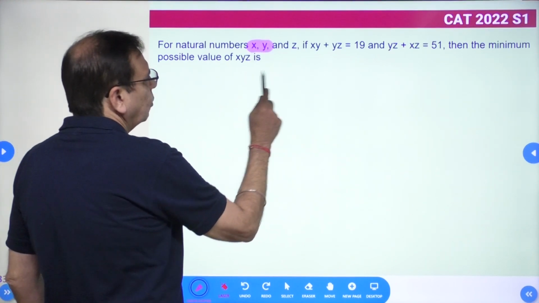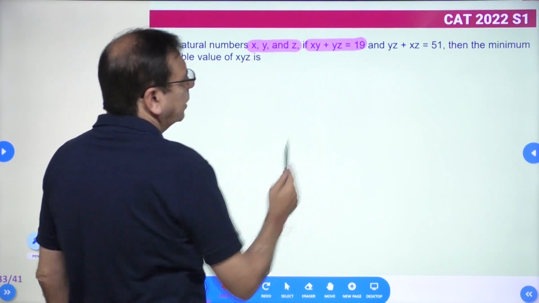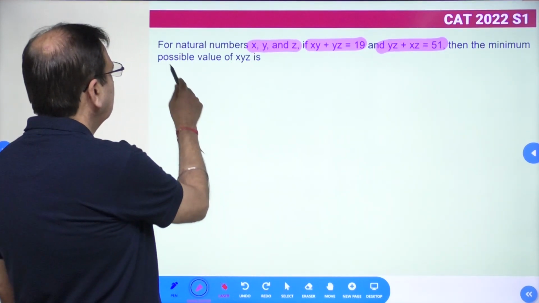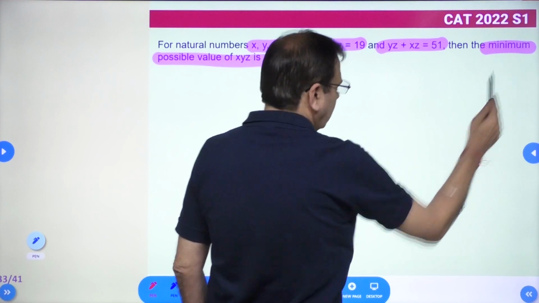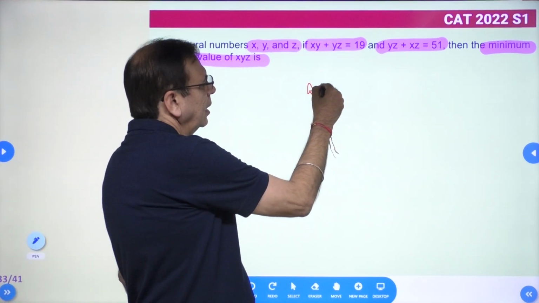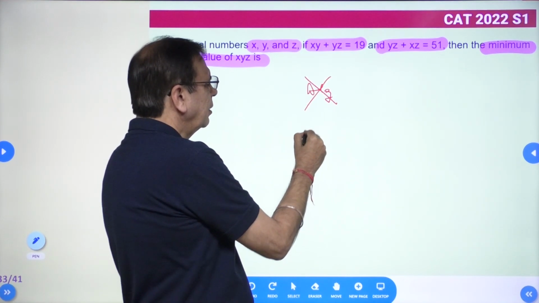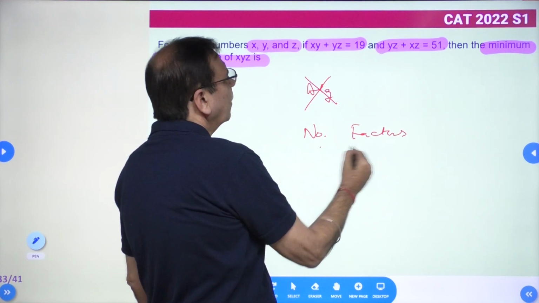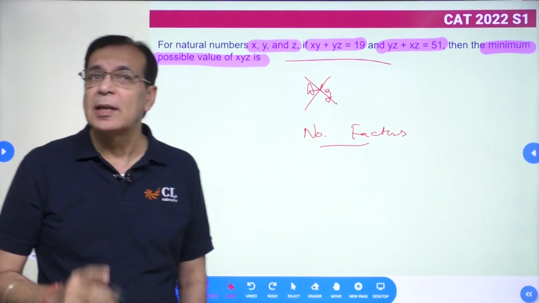For natural numbers x, y and z, if xy plus yz is 19 and yz plus xz is 51, then find the minimum possible value of xyz. Now these are questions which people normally call algebra. This is not algebra. This is numbers. This is factors. Just because xyz is written does not make it algebra, is the first thing you need to remember.